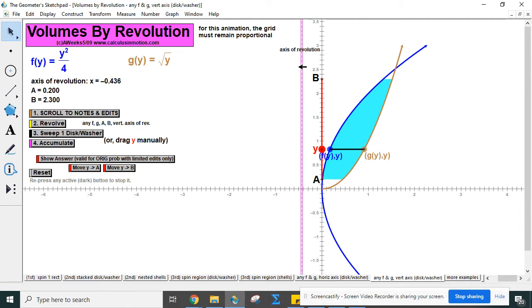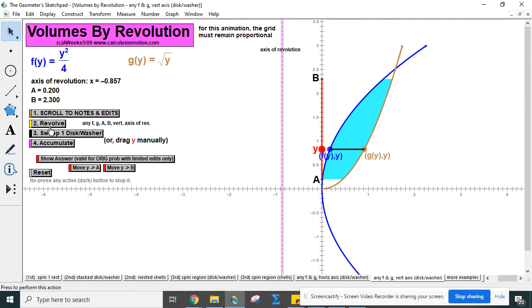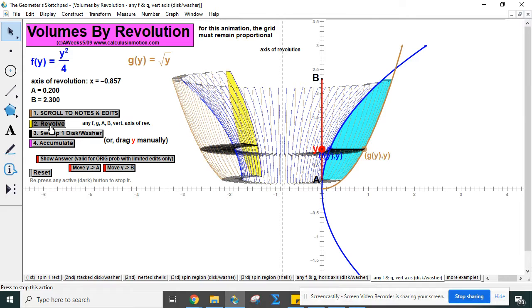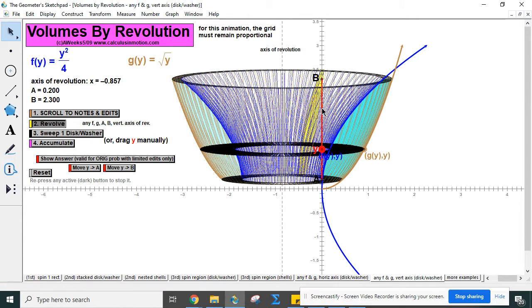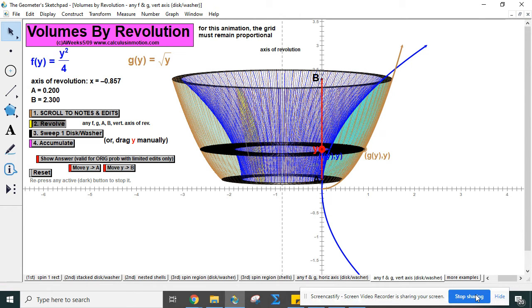Okay, if I take my axis of revolution and move it over and revolve again, I take that and move it around. It still kind of looks like a bowl now, right? I've still got a larger glass area on either side, but in the inside, it's a bowl-looking shape. All right, and that is volume by revolution.